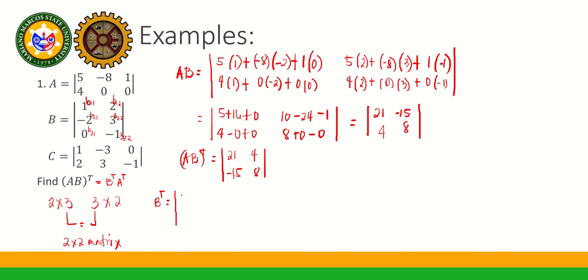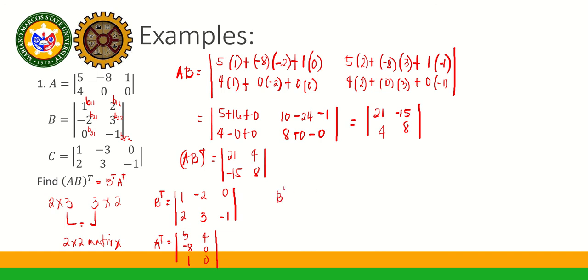So, what is the transpose of our matrix B? This is equal to 1, 2, and then negative 2, 3, tapos 0, negative 1. Okay? So, for the transpose of our matrix A, this is equal to 5, negative 8, tapos 1, and then 4, 0, 0. Okay? So, this is 2 by 3. This is 3 by 2. Again, same, parehas yung N tsaka R natin. So, we can proceed to multiplication and we will have a 2 by 2 matrix as an answer.